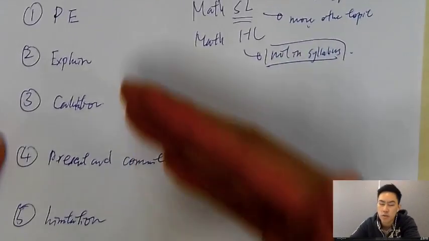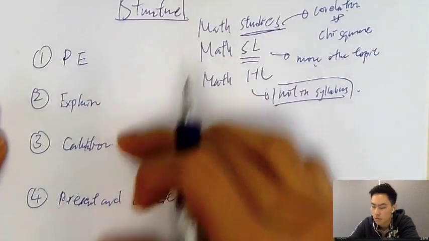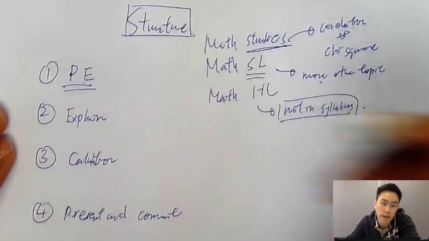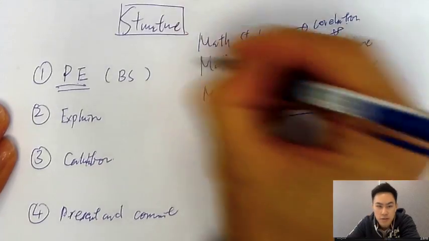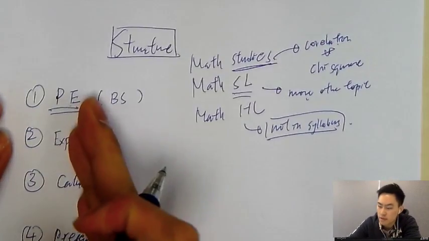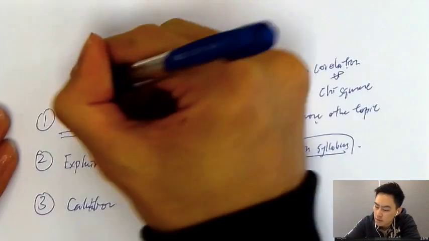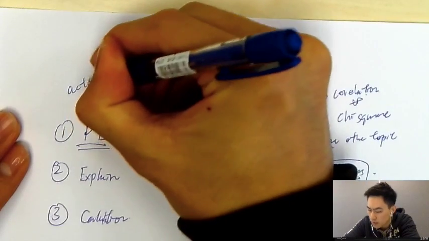I think all of you know that. We have the 6 basic structures, the 6 paragraphs for the Math IA. First of all, you have to show personal engagement. This is just the fluffy part. Basically you can say, I'm interested in some topic because of something. But to be specific, you can actually talk about your activities.